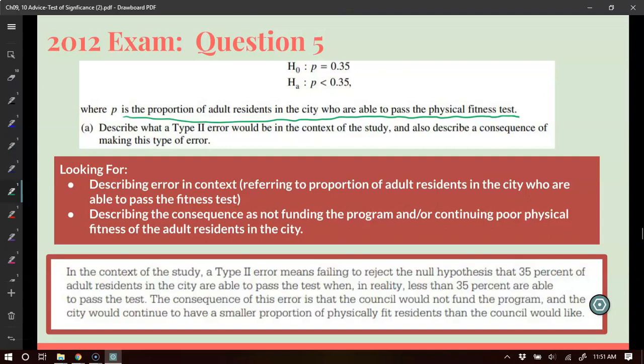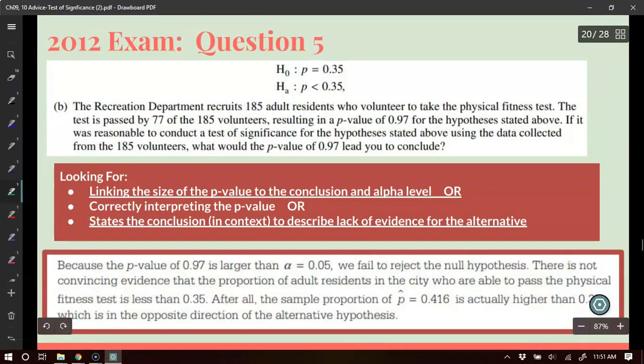Do you know when they ask this question? Part B, if we look at it, is asking what would the p-value of 0.97 lead you to conclude? So they ran the test, they found the p-value for you. Now they're asking you to conclude. I think this is something that might be big on this exam this year. This is me speculating. There's three things they're looking for here.